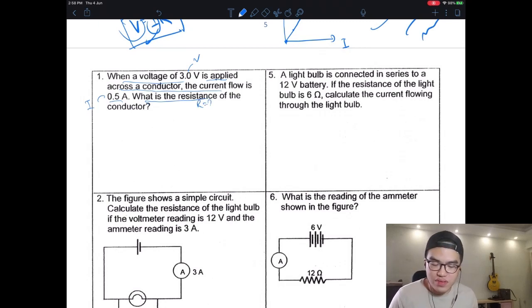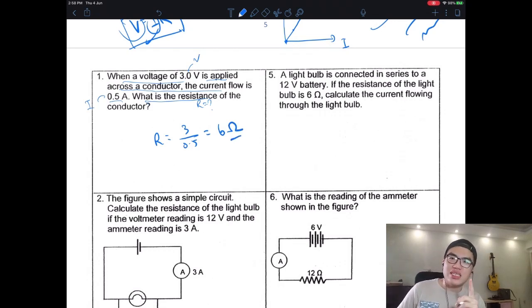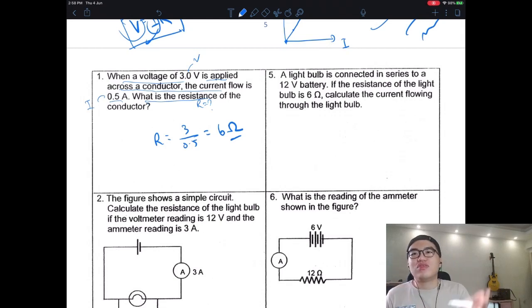So how do I calculate? Very easy. We use R equals 3 over 0.5, so you get 6 ohm. Don't forget the unit. A lot of my students calculate everything correctly, but they didn't write the unit. All the marks are taken away. So please don't do this.